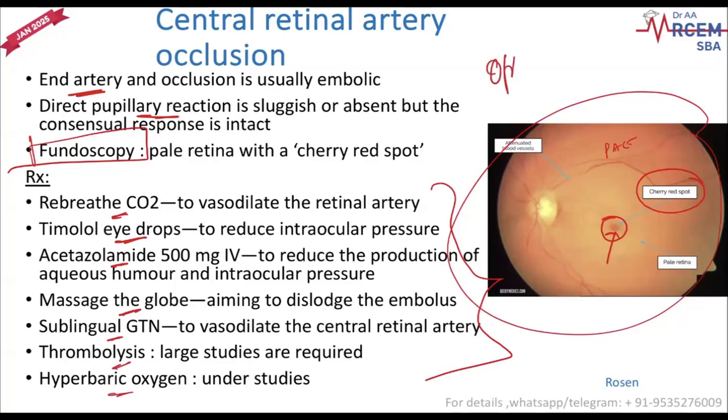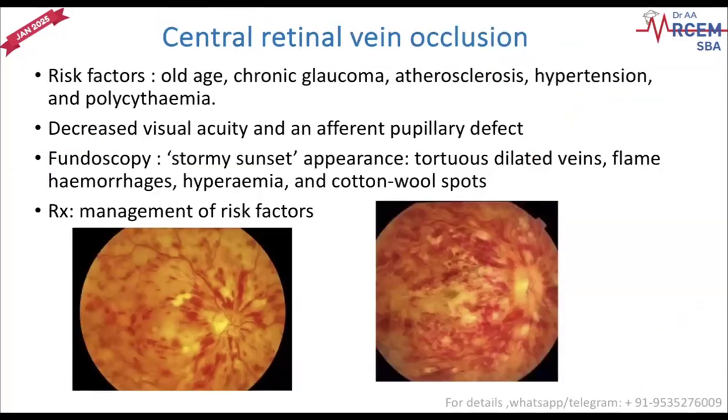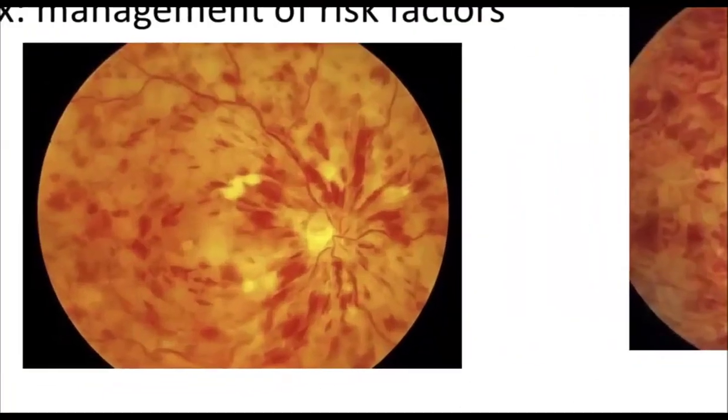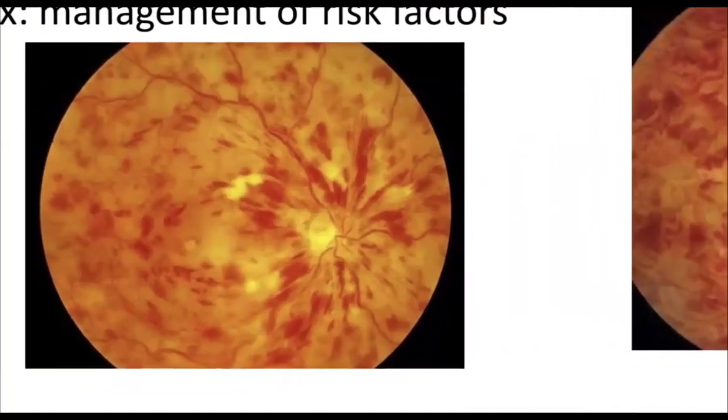Again, everyone should be referred to the ophthalmologist. Central retinal vein occlusion, the classical fundal appearance is known as snowstorm appearance. A storm has appeared. It looks very bad. What has happened here? What are the things?